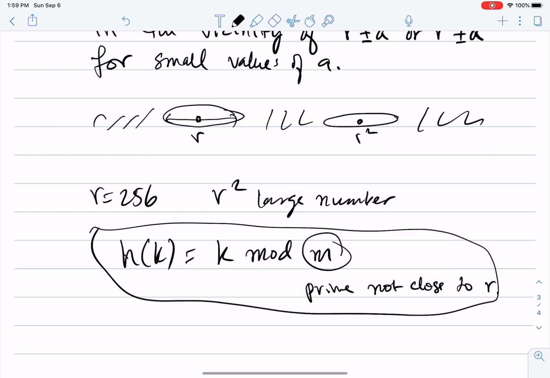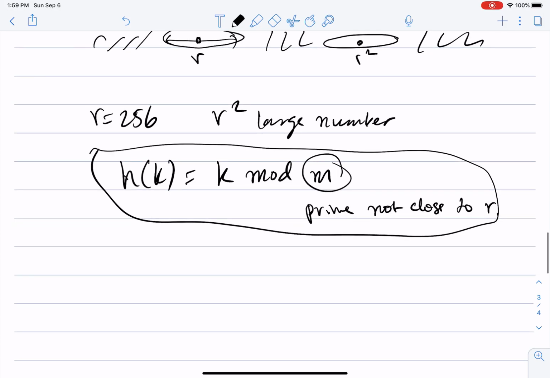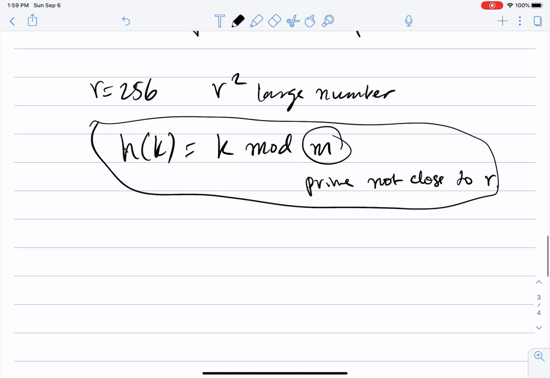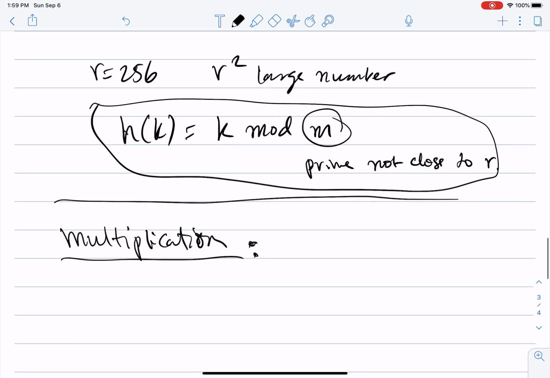You take a number and divide it by m, take the remainder, and take m to be a prime number not too close to R. The other method here, I'm not going to elaborate on for the same amount of time. I will say it very briefly: in the multiplication method for choosing a hash function, again, in the division method we said we want m to be prime. What if we need m that's not prime? In this case, we can do the following in the multiplication method.